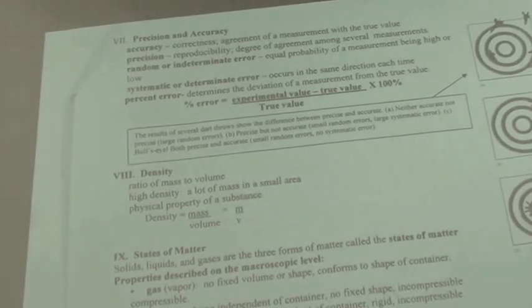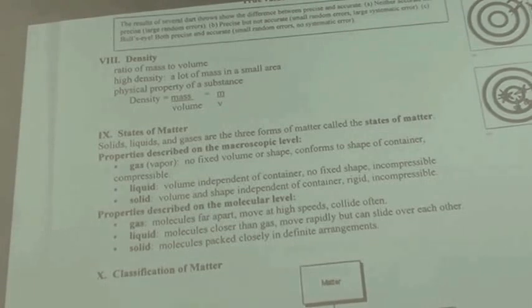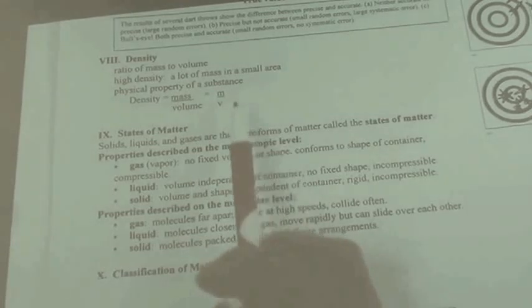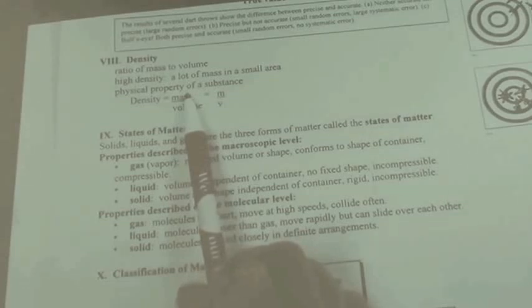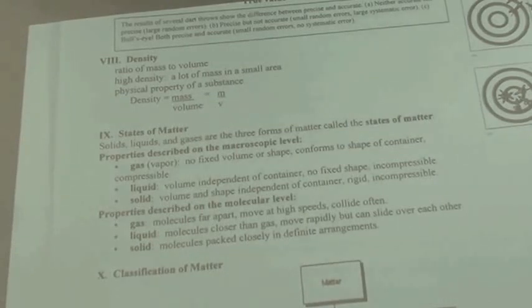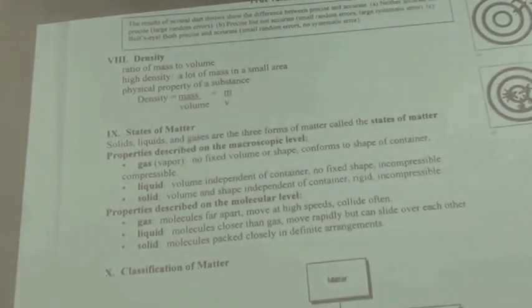Okay, moving on. Density is a ratio of mass to volume. High density, a lot of mass in a small area. It's a physical property of a substance. Mass is extensive because it matters how much you have. Volume is extensive because it matters how much you have. However, density itself is intensive because it is made from 2 extensive properties.